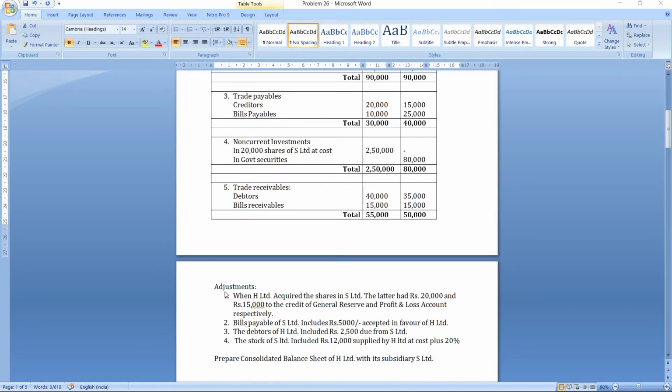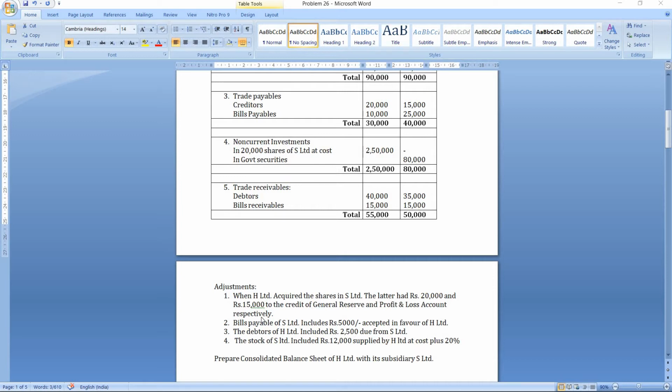Further adjustments are given. When H Limited acquired the shares in S Limited, the latter had 20,000 and 15,000 to the credit of general reserve and profit and loss account respectively. So this means that when H Limited acquired shares in S Limited, that is before acquisition, the general reserve was 20,000 and profit and loss account was 15,000. So this is information regarding pre-acquisition reserve and pre-acquisition profit.